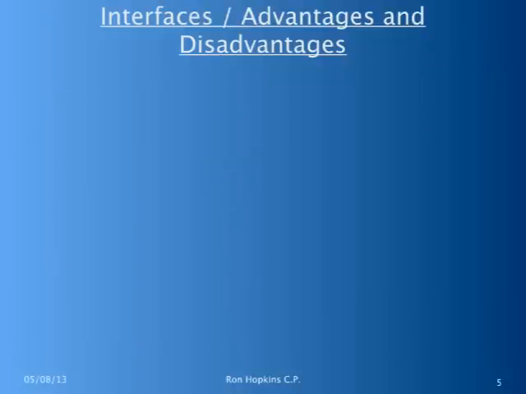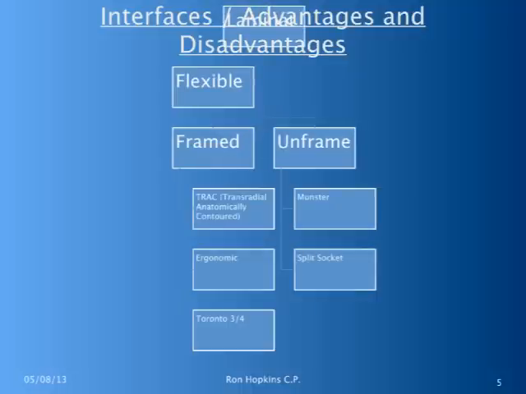All right, as far as interface designs, I think they're fairly straightforward, but I'll go through them. We have laminated hard sockets. Most of us use a flexible interface these days. However, there are people that really want laminated hard sockets. Flexible interfaces, frame sockets, and as a result of these two, those are transradial anatomically contoured or just anatomically contoured sockets, ergonomic sockets, and the Toronto 3/4. If you could group all of those together, they're mostly anatomical.